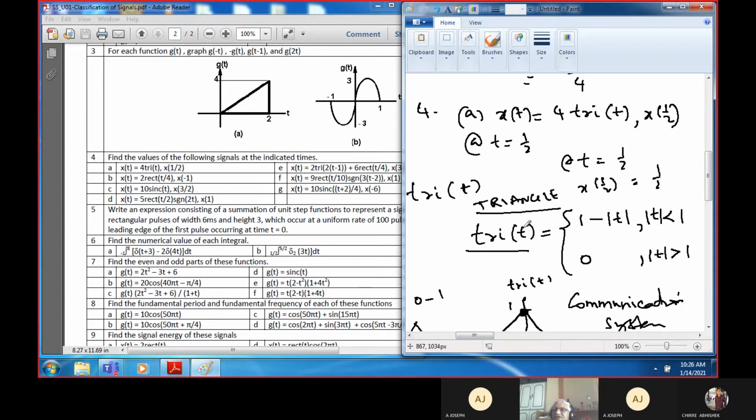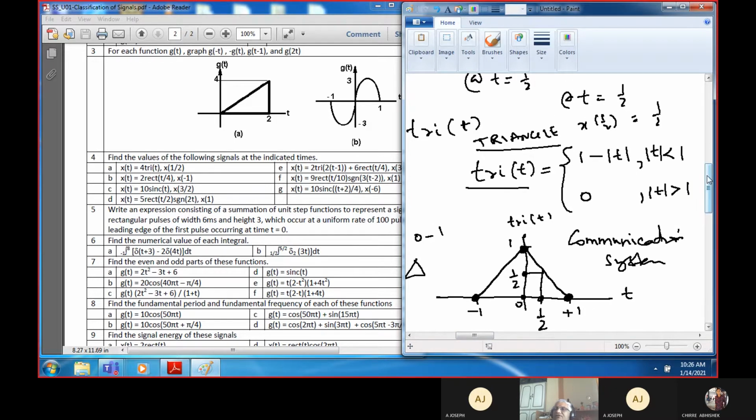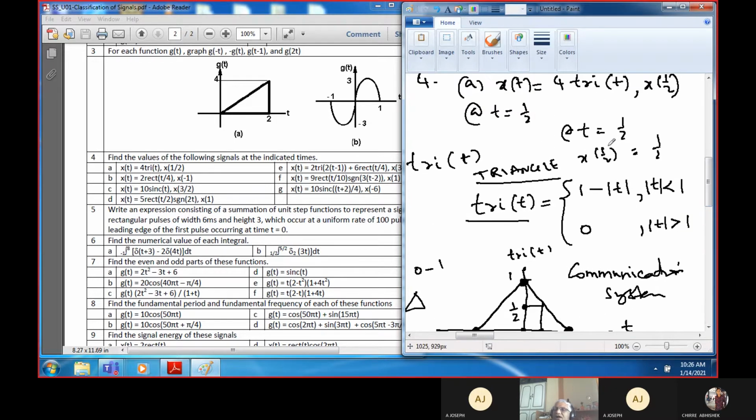So here we have this TRI of t at t equal to half. This is not the correct one. Here we will remove this one and say this is TRI of half. TRI of half is equal to 1 by 2. Then what is x of t? X of half is equal to 4 into TRI of t, which is 1 by 2, which is equal to 2. This is the correct answer. So 2 is the correct answer for the first problem here, 4a.